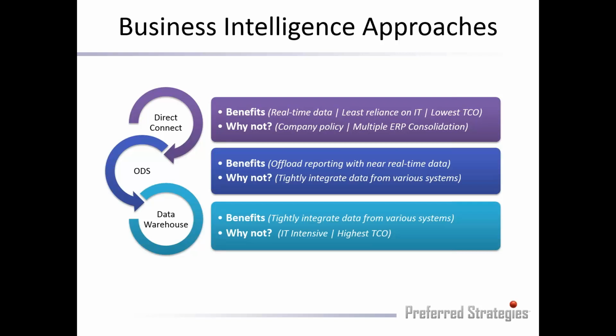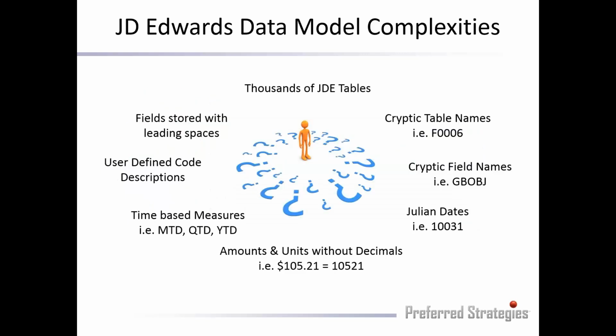If you want to mirror the data into another repository, still a replicated data set of what's in JDE, call that an ODS or Operational Data Store, we support that as well. And if you want to restructure the data into a real star schema data warehouse, we've got that built out as well. So we support all three of these approaches, depending upon what the customer is looking to achieve. So what are some of the challenges?